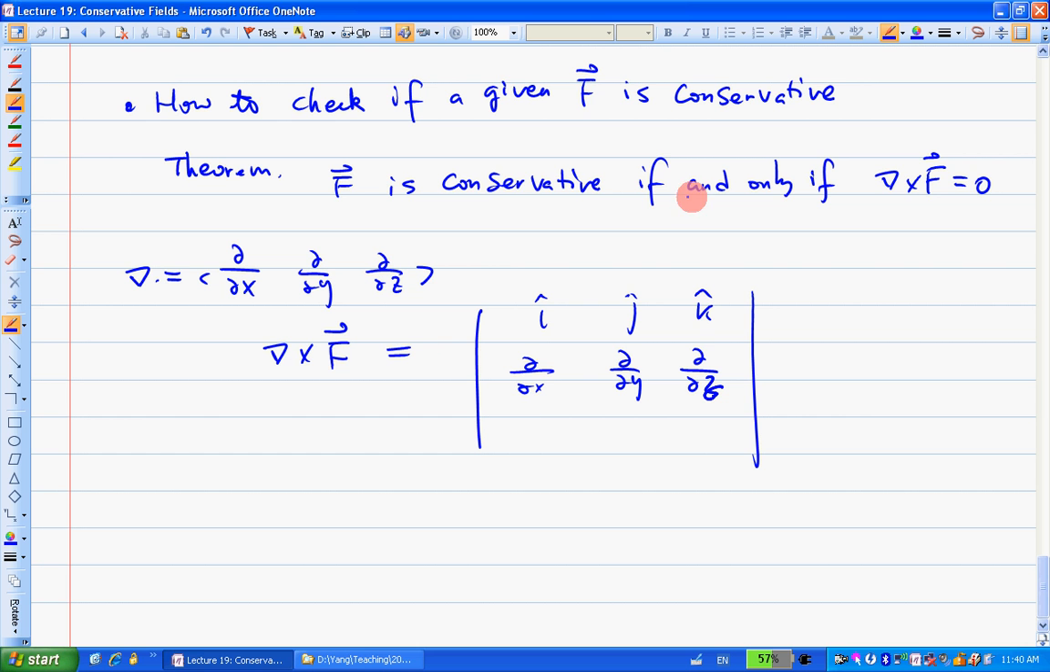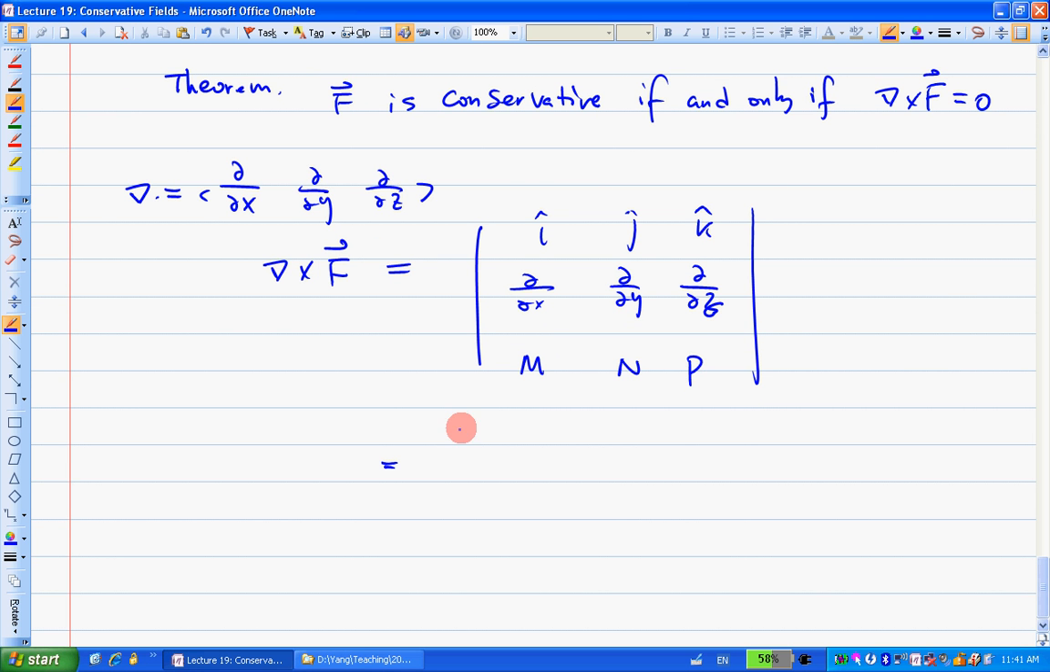Last row is vector f. So let's see, vector f is m, n, and p. Okay, so three quantities, components. So this is f right here. And now you need to calculate the determinant of this matrix. That's actually a very simple cross product, just be careful with the calculating.